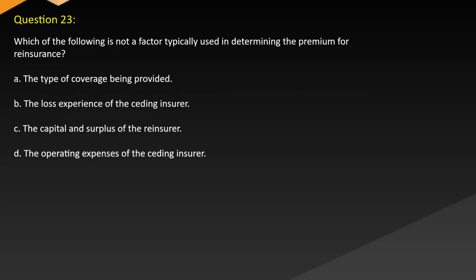Question 23. Which of the following is not a factor typically used in determining the premium for reinsurance? A. The type of coverage being provided. B. The loss experience of the ceding insurer. C. The capital and surplus of the reinsurer. D. The operating expenses of the ceding insurer.